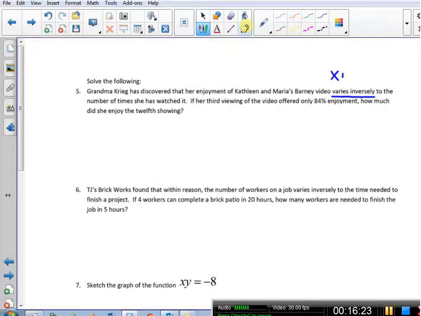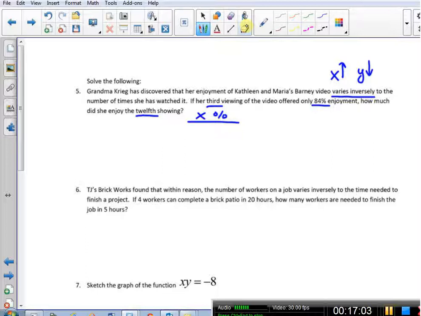As X increases, Y decreases, or vice versa, to the number of times she has watched it. In her third viewing of the video offered only 84% enjoyment. How much did she enjoy the 12th showing? So you could say then that if her third viewing of the video only offered 84% enjoyment, how much did she enjoy the 12th showing? So we kind of have third, 84%, 12th, and how much did she enjoy? So we're looking for the percent. So we're looking for X percent. That's what we're looking for.